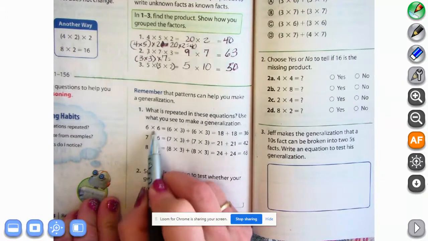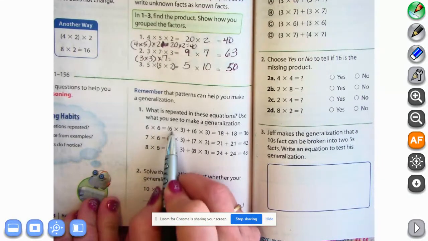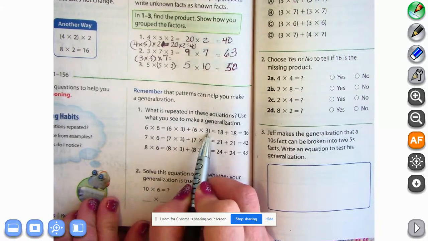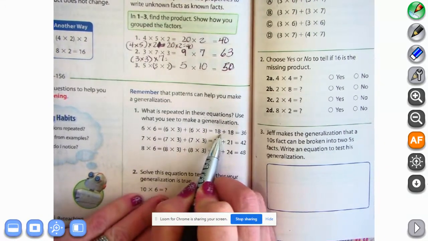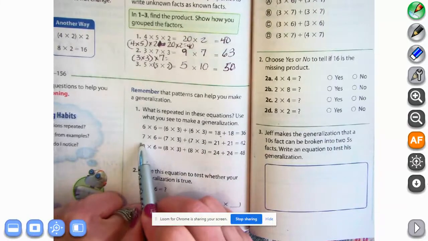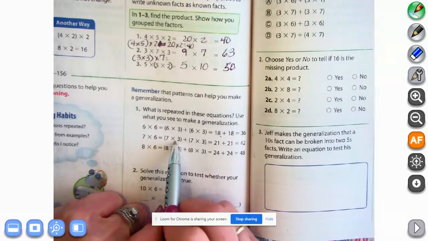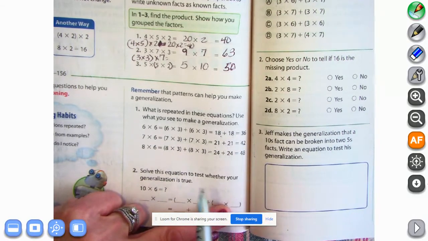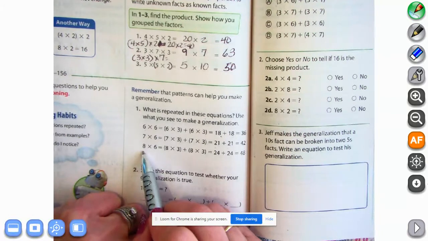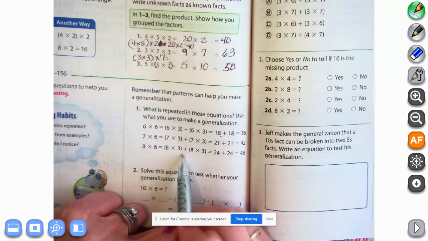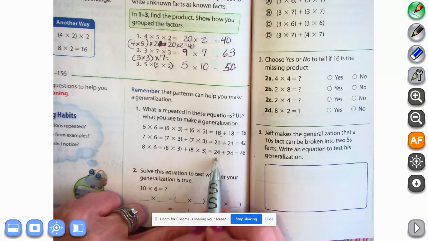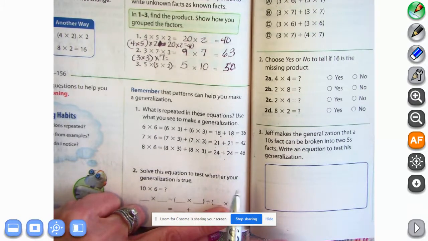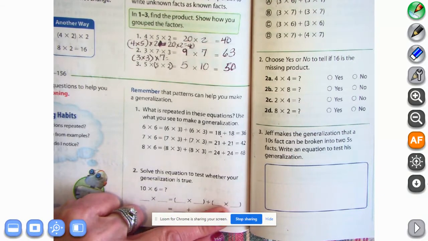It says 6 times 6 is equal to 6 times 3 plus 6 times 3 equals 18 plus 18 equals 36. 7 times 6 can be broken into 7 times 3 plus 7 times 3, which is 21 plus 21 equals 42. 8 times 6 can be broken into 8 times 3 plus 8 times 3, which equals 24 plus 24 is 48. Okay, so what patterns do we see? What can we say about these patterns?